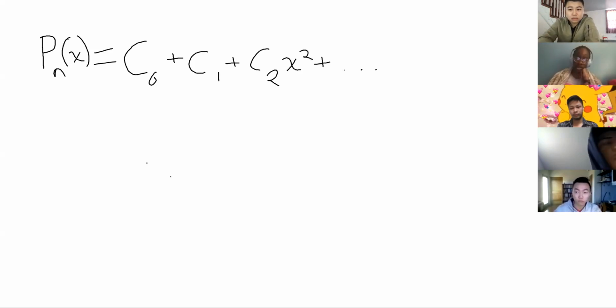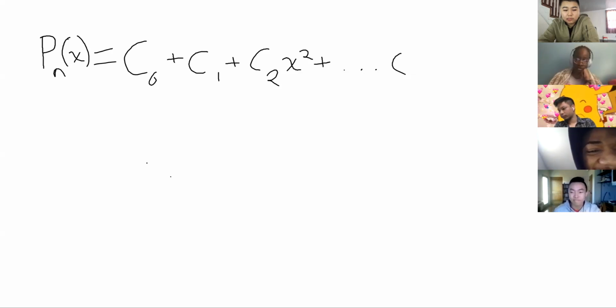Question: what do the C's stand for? They're the coefficients. This is a general form for a polynomial that's increasing in power. Shouldn't you have x to the first for C1? Probably, yeah. Andy, is that correct? Yeah, I think I misput this in my notes, but it's fine.